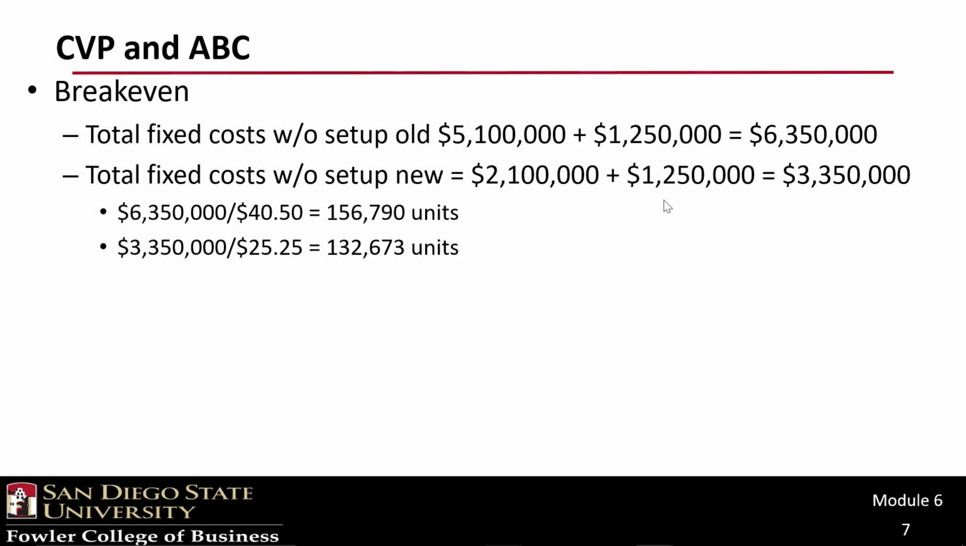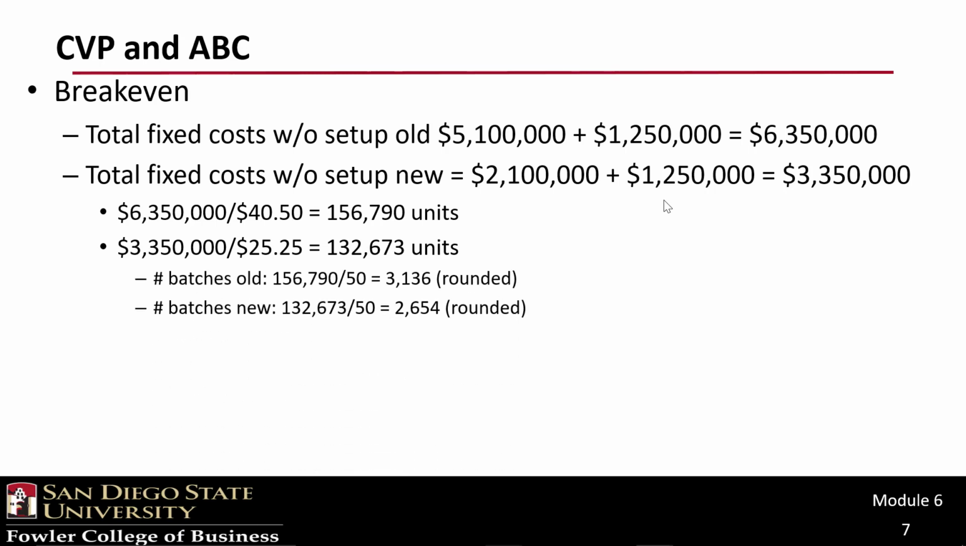Okay, so now we can take our fixed cost divided by our contribution margins and get the break-even number of units for each process, the old process and the new process. So 6,350 divided by $40.50 is about 157,000 units. 3.35 million divided by 25.25 is about 132,000 units. Okay, so now we have an estimate of break-even. Let's consider how many batches we would need to make.